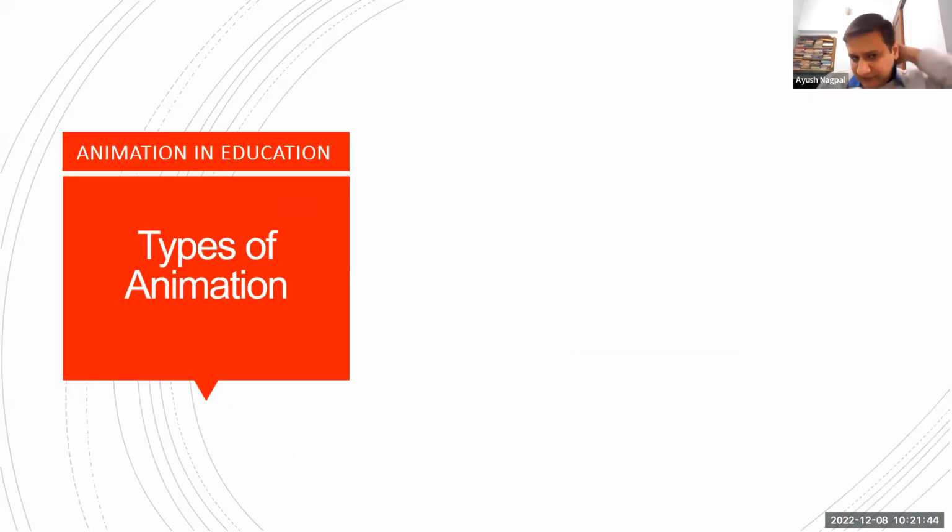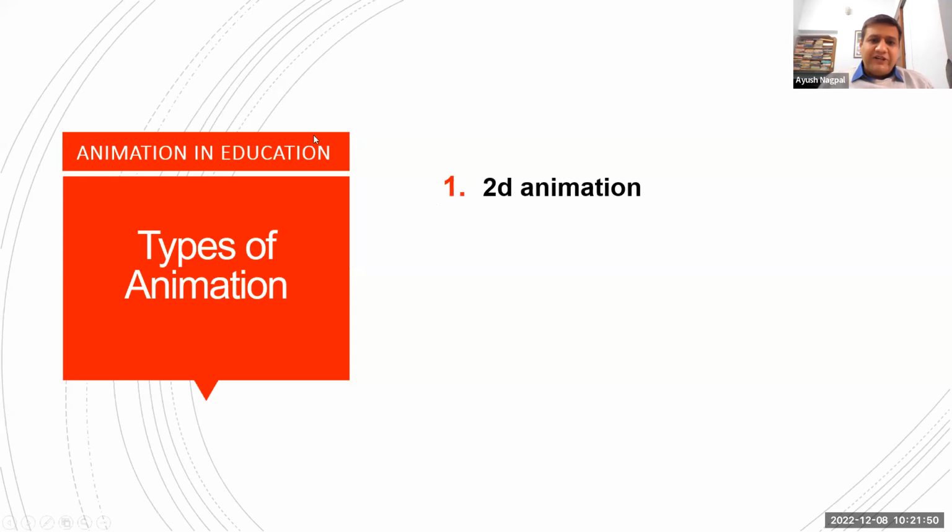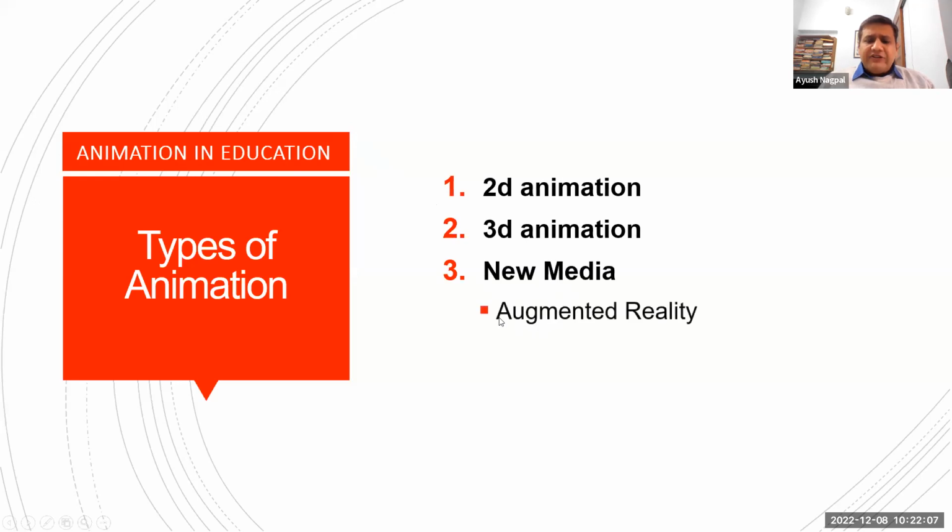Now we've learned what animation is, what animation in the simplest form is, and what all can be done with animation. Now let's see what the different types of animation are. We have already seen examples of them. There's 2D animation, there's 3D animation, and there is new media. We'll be discussing very, very little about new media. This is about augmented reality and virtual reality. We'll be coming to them a little later. But let's just talk about 2D animation and 3D animation now, right?